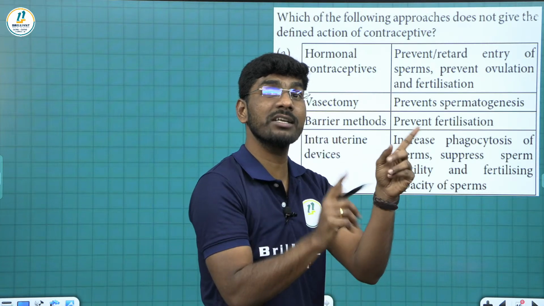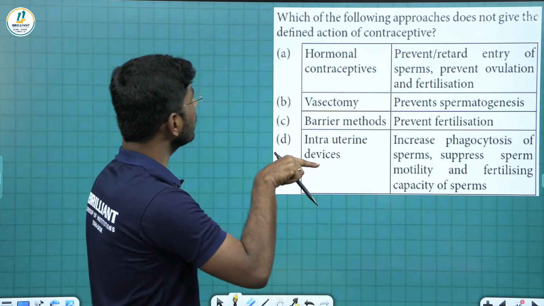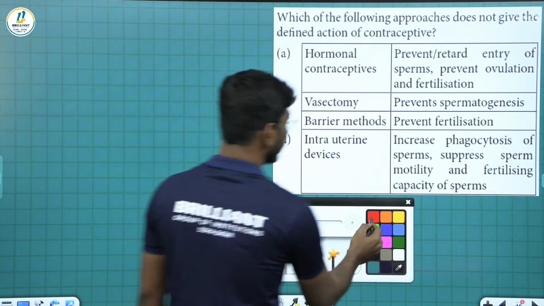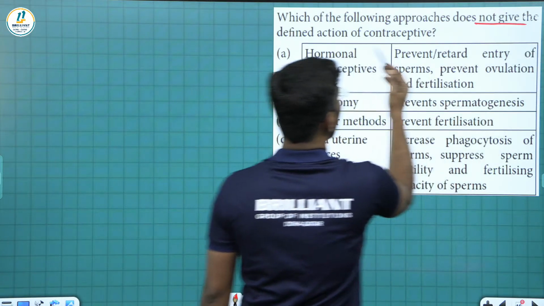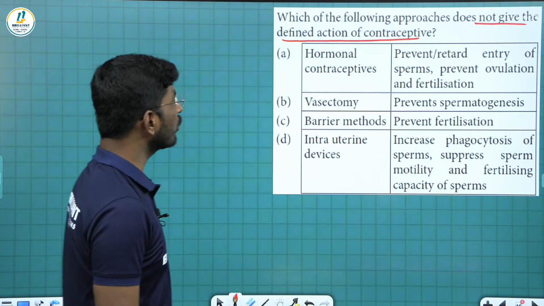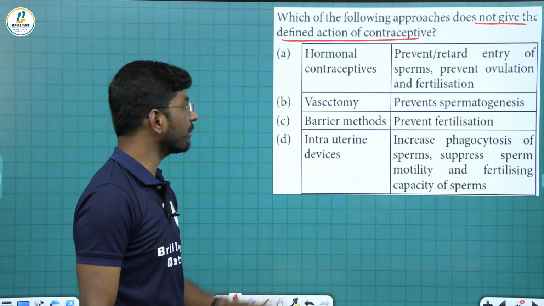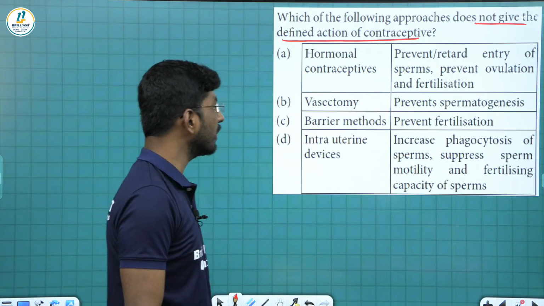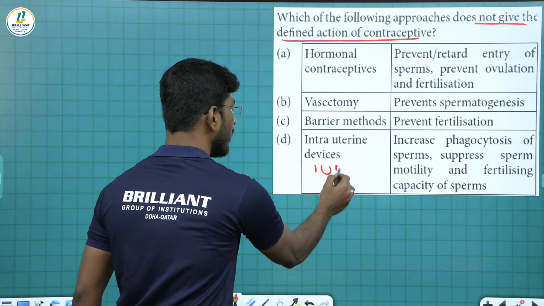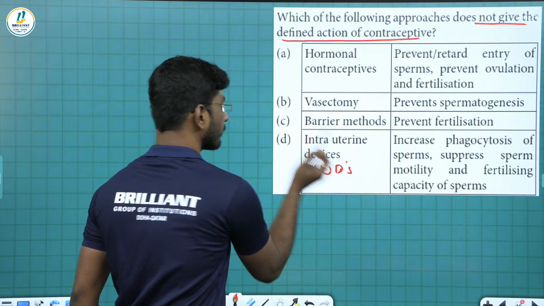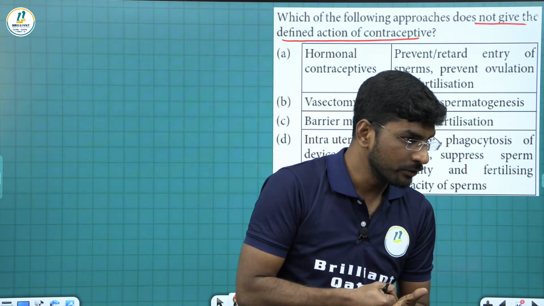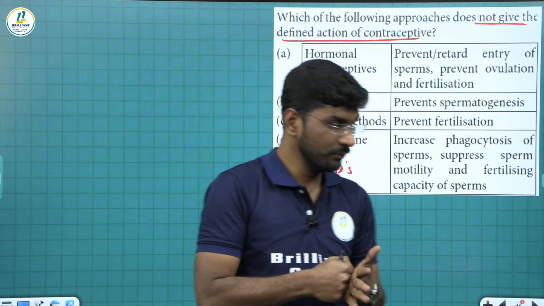You need to think, because they are asking not. They are asking, tell me, the defined action of contraception, not given. Hormonal contraceptives, vasectomy, physical barrier method, intrauterine devices, IUDs. Come on, try. Any one of you try this. Diya, try, beta. Isham, B.